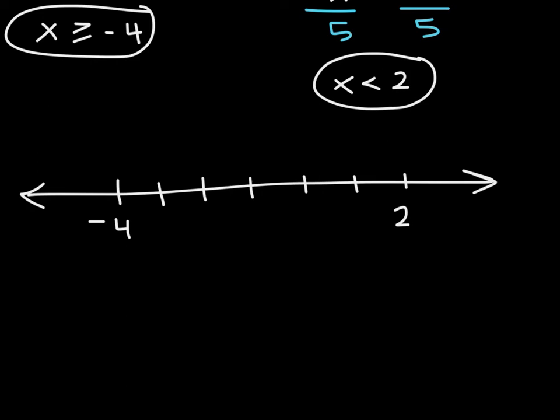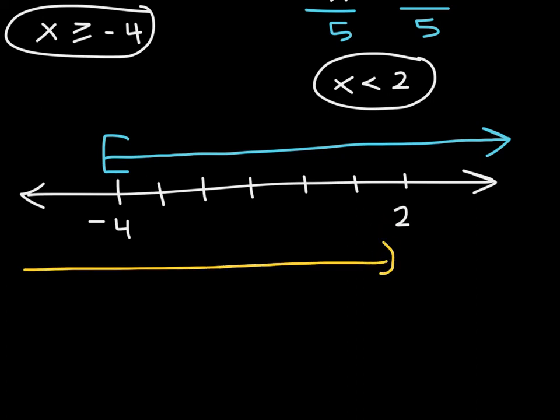I am going to plot this one first. Anything greater than or equal to negative 4. Follow me. Greater than or equal to negative 4. This will not be my final graph, okay? I'm just brainstorming at the moment. The next one says anything less than, strictly less than 2. Look at this.